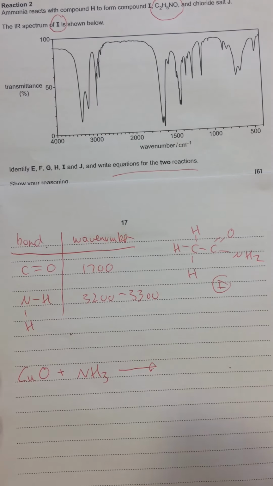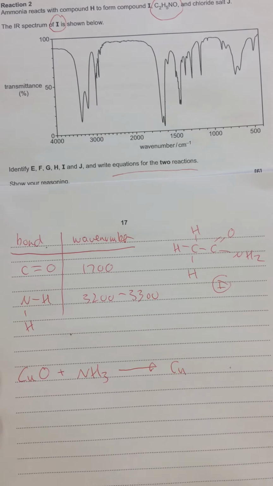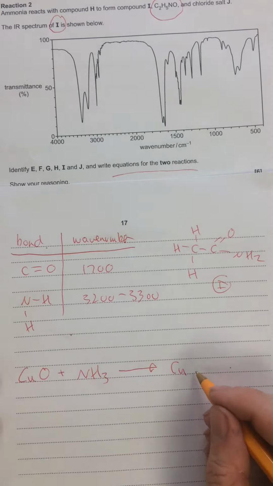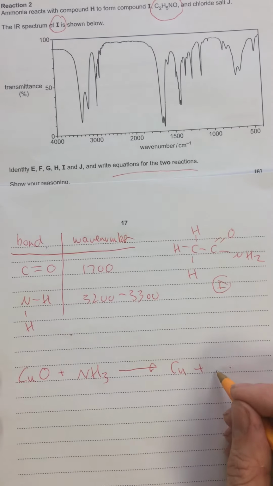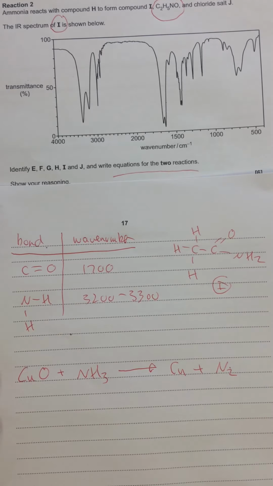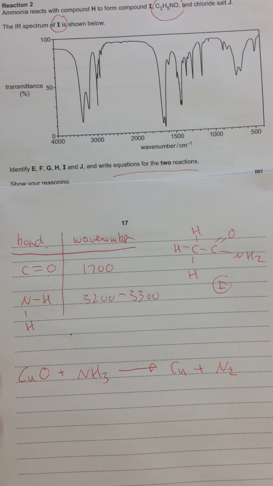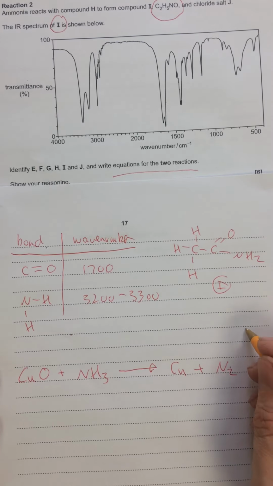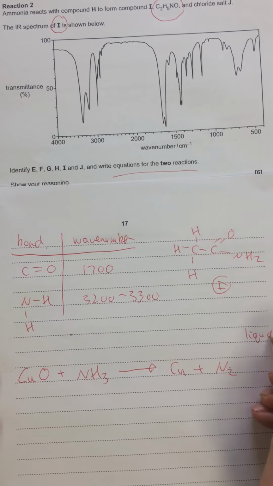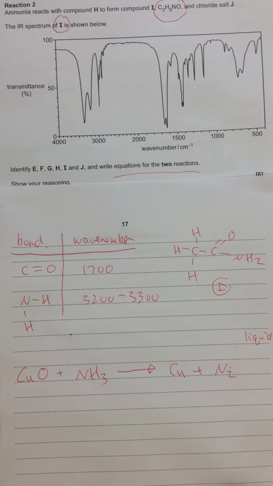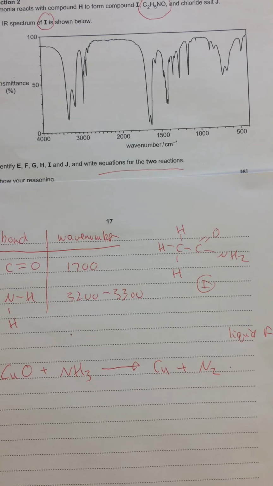We know that chemical E was copper. We calculated that using all the mass data. And we know that chemical G was nitrogen. Again, we calculated that using the volume and the mass data. Now, we're also said that there is a liquid F. So we know it's a liquid, the question said so.